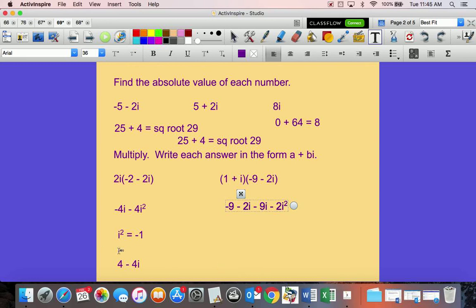So once again, we know this i squared equals negative 1. So this would turn into a positive 2. Negative 9 plus 2 would be a negative 7. So there's our real part. Negative 2i minus 9i would be a negative 11i. So we've got negative 7 minus 11i.